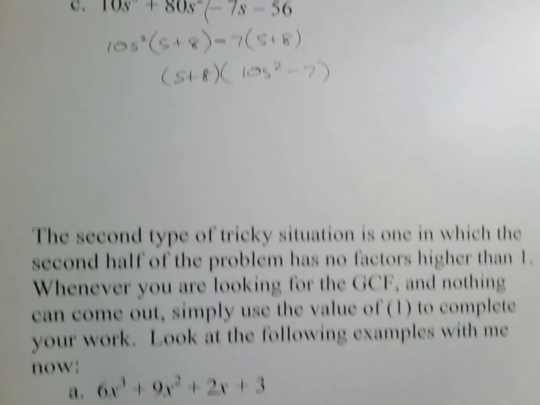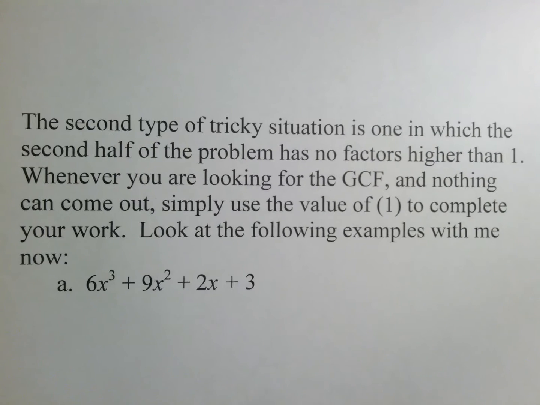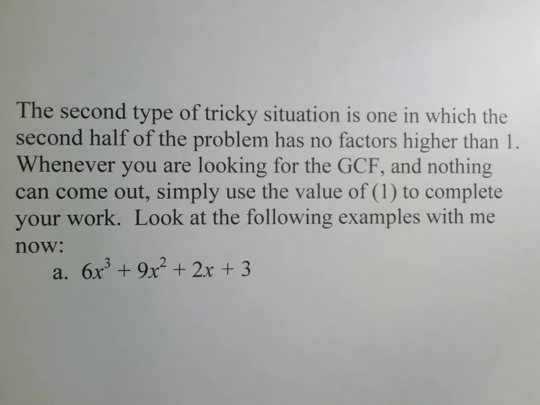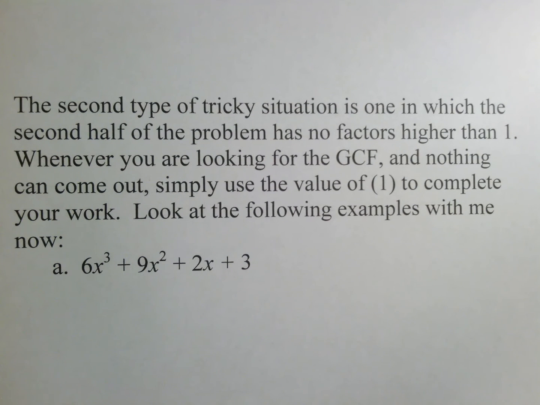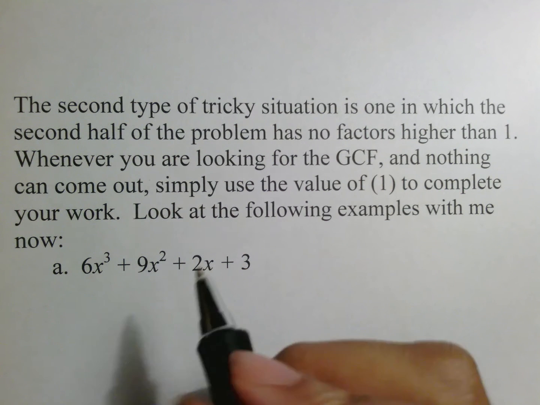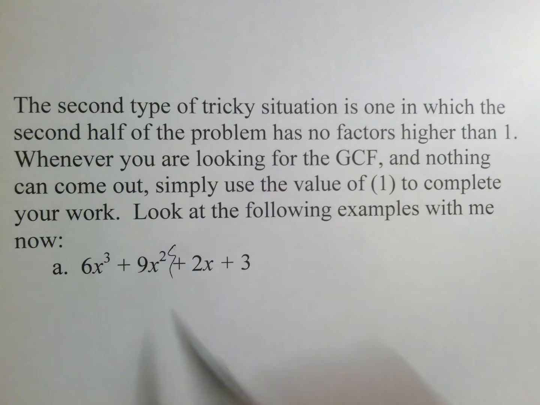The second type of tricky situation is the one where the second half of the problem has no factors higher than 1. And whenever you're looking for the GCF and nothing comes out, we simply have to use the value of 1 to complete the problem. Look at the following examples real fast before we get ready to go.